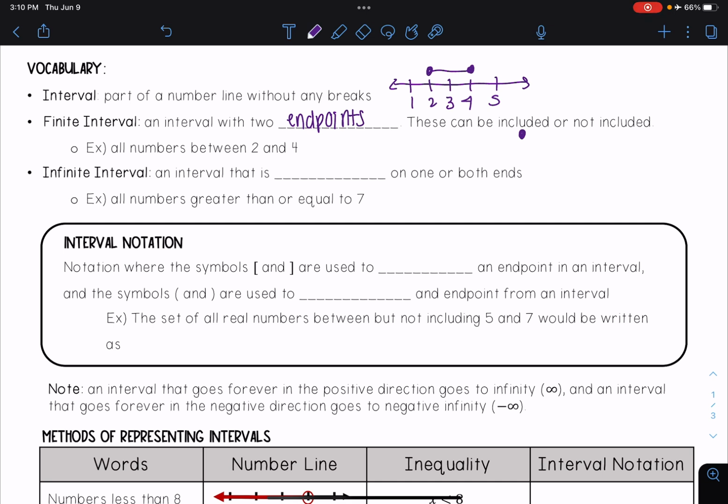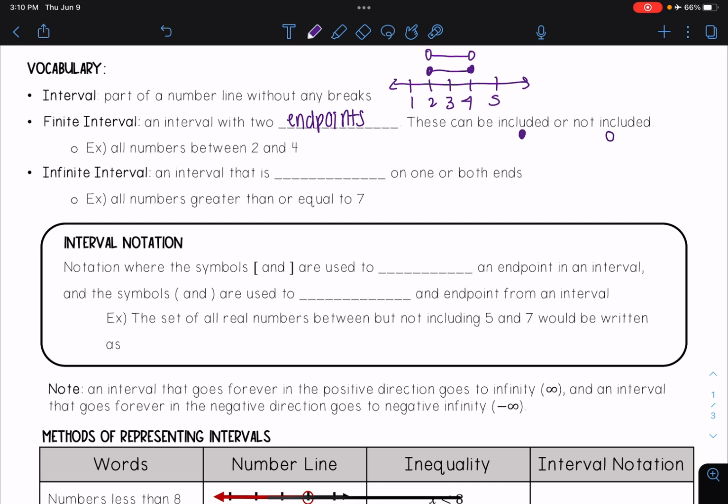Not included, that is denoted by an open circle as my endpoints. So if this were to instead be open circles at 2 and 4, that means that this would be the interval between 2 and 4, but not including the numbers 2 and 4. So it would be everything between them.